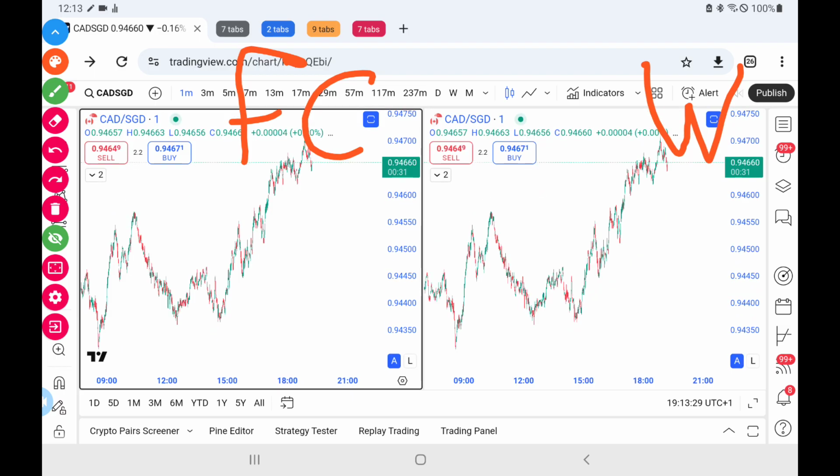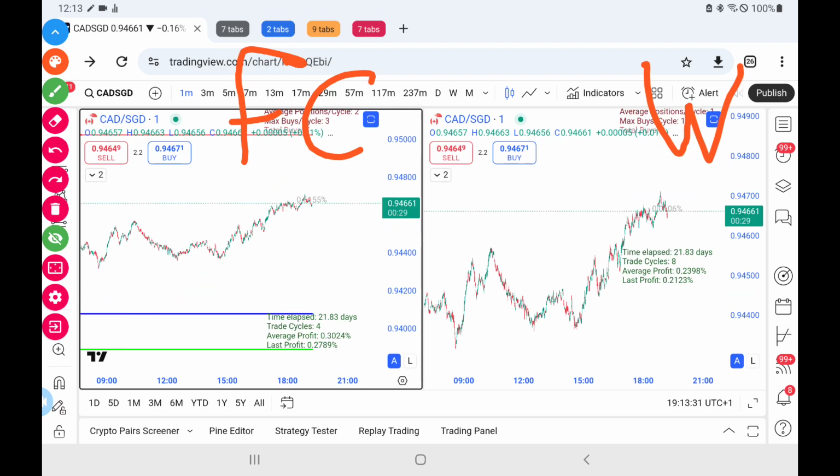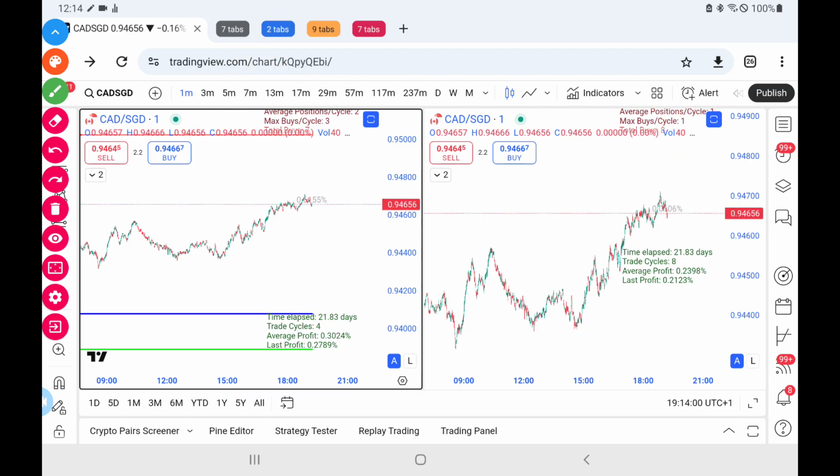Now, in my particular case, maximum number of 5 positions is all I'm going to allow. And this particular one shows a massive difference. Literally 8 trade cycles for the wick versus 4 trade cycles for the full candle. And we can clearly see a very distinctive difference. Let me hide the words.